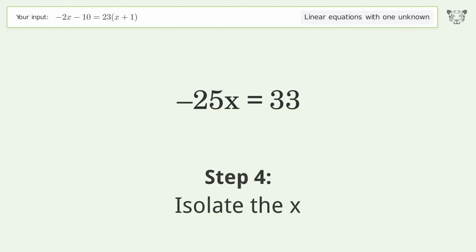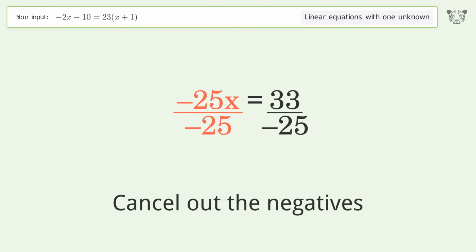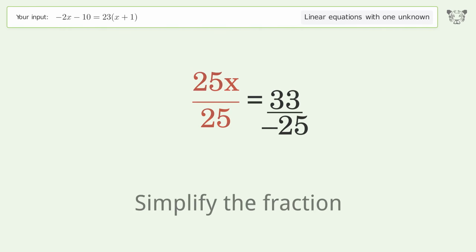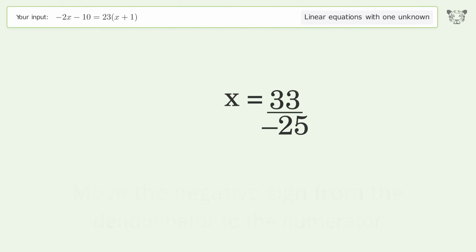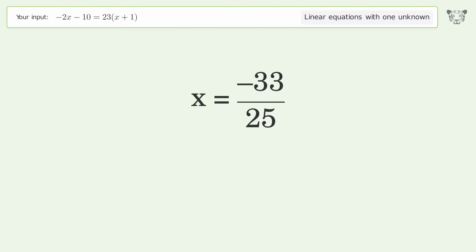Isolate the x. Divide both sides by -25. Cancel out the negatives. Simplify the fraction. Move the negative sign from the denominator to the numerator. And so the final result is x equals -33/25.